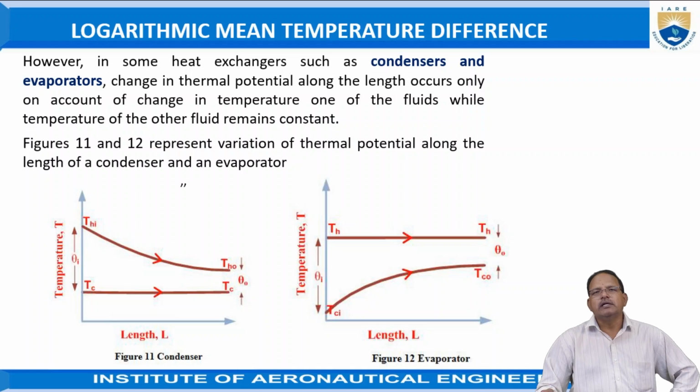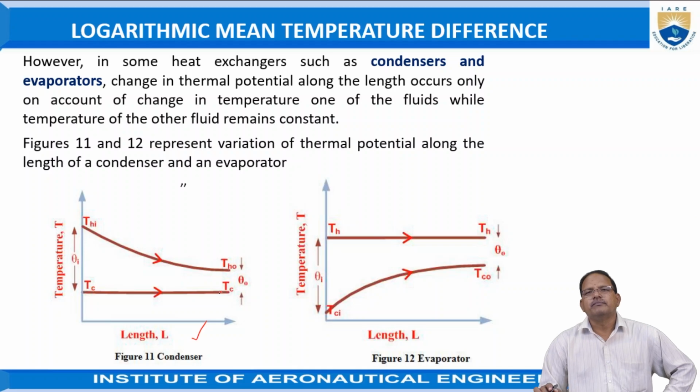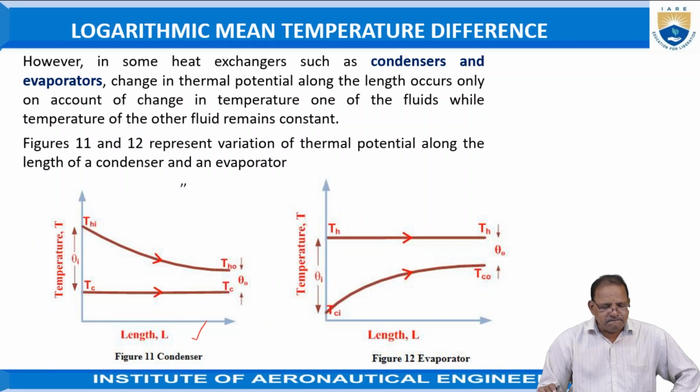But in the case of condensers and evaporators, I am taking the condenser as the example here. The heat energy is extracted from the fluid which has higher temperature to the fluid at lower temperature. The fluid remains at constant temperature and only changes its phase, that is, the latent heat changes. So this particularly happens in condensers. But in the case of an evaporator, the temperature of the hot fluid remains constant. An example is steam.